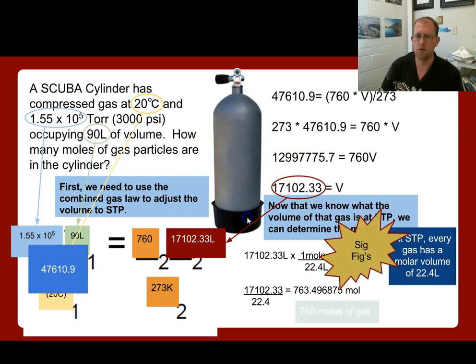Correct for significant digits real quick. And 760 moles of gas, because I have at worst 2 significant digits. Oh, look, there's no decimal point. Should have been. 2 significant digits, 760 moles of gas.